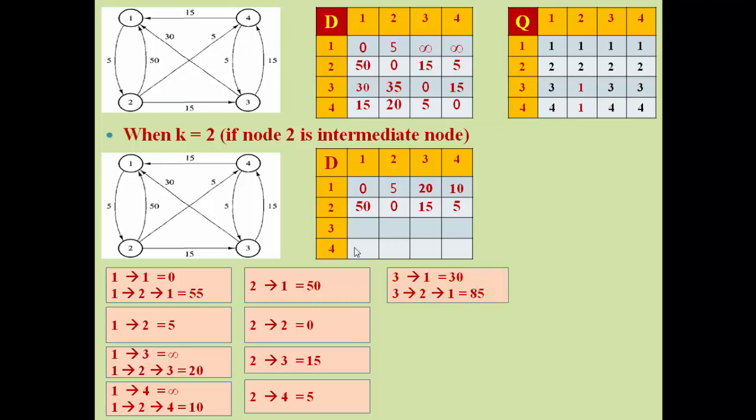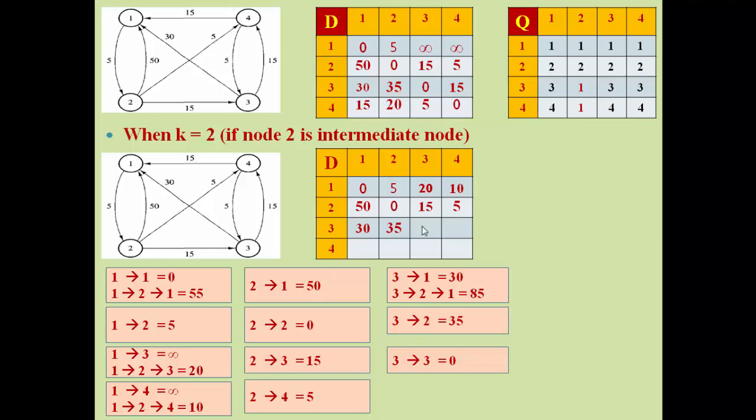And when we consider 2 as an intermediate node, at that time 3 to 2 and 2 to 1: 3 to 2 is equal to 35 and 2 to 1 is equal to 50, so 50 plus 35 is equal to 85. Among these both values, the minimum value is 30, so we have to put 30 here. Then 3 to 2, 2 is our intermediate node, so 3 to 2 is equal to 35, so 35 we have to put as the answer, and we have to fill 35 in our matrix. Then 3 to 3, so it is a self node, is equal to 0.